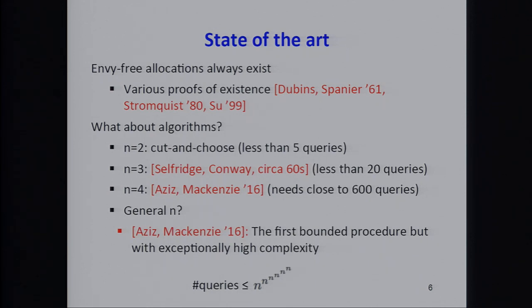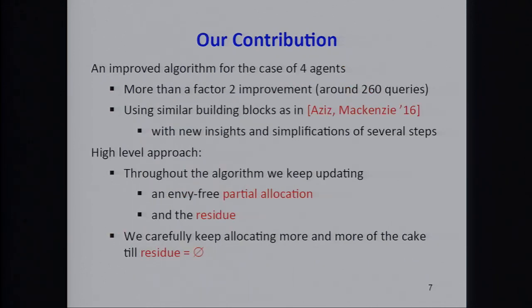So what we have done so far is that we have an improved algorithm for the case of 4 agents. Our improvement achieves an improvement of more than a factor of 2. We get it down to around 260 queries. We are making a lot of use of the building blocks that were there in the Aziz Mackenzie paper for 4 agents. But we are adding some new insights, and we managed to simplify several steps.